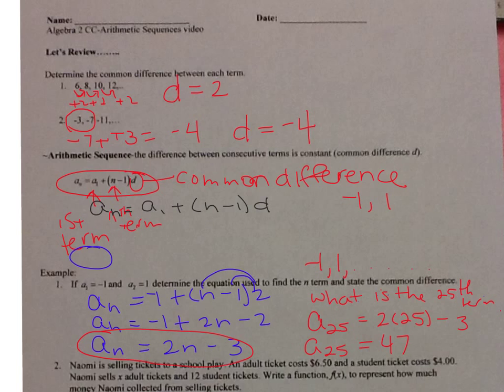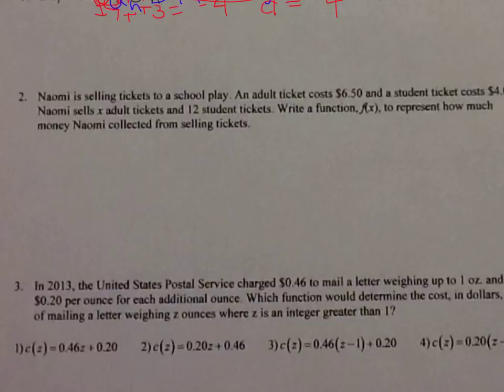Okay, so let's take a look at these problems down here. Naomi is selling tickets to a school play. An adult ticket is $6.50 and a student ticket is $4. Naomi sells x adult tickets, so we don't know how many she sells, and 12 student tickets. Write a function f of x to represent how much money Naomi collected from selling tickets. All right, so this is what we know. She sold 12 student tickets and each is $4, so 12 times 4 is $48. That's how much she got from students.